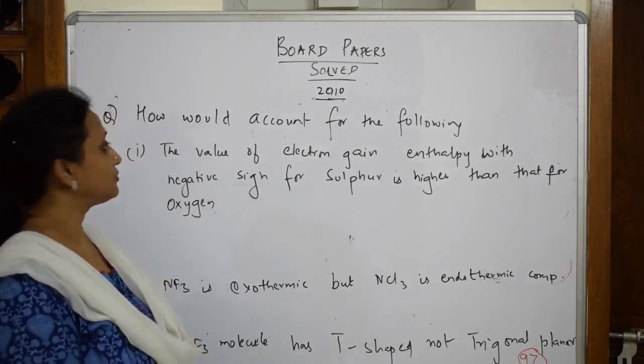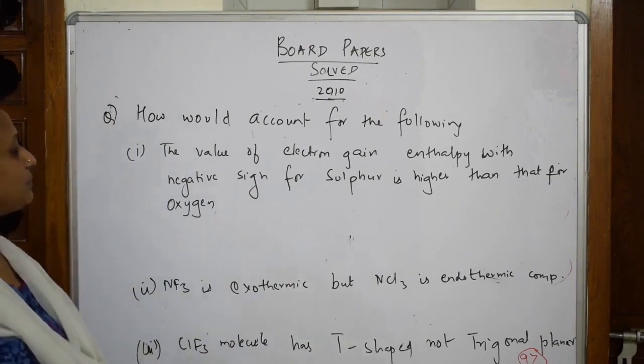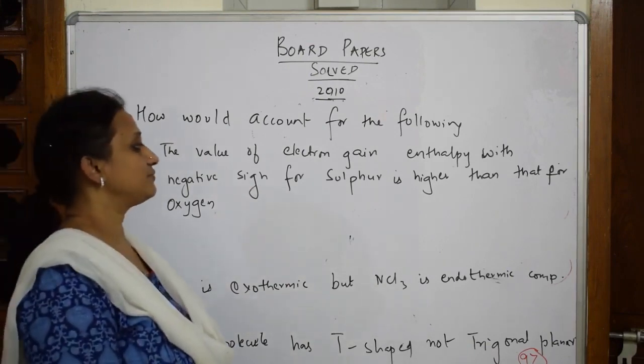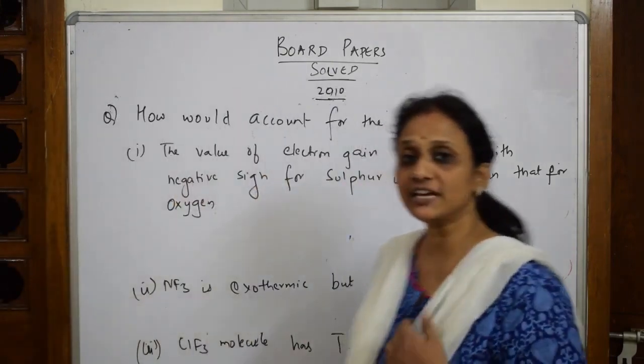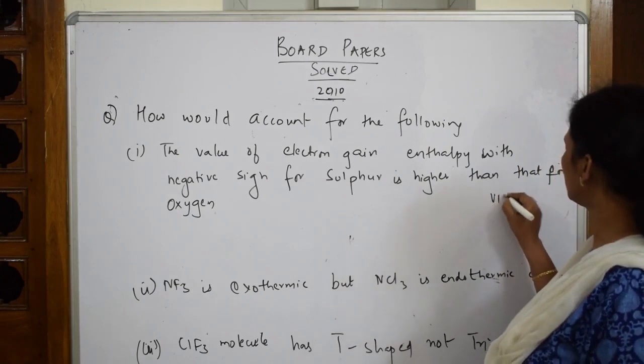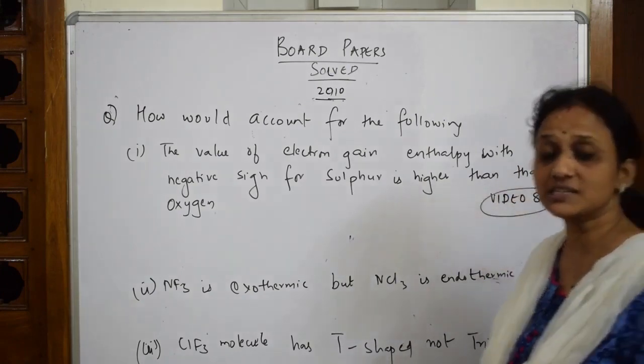What do they give us? Account for the following. How do you account for the following? They've given us that the value of electron gain enthalpy with negative sign for sulfur is higher than that of oxygen. Now the concept of electron gain enthalpy, I did in one video, that is video number 88. I've clearly explained what actually is electron gain enthalpy.